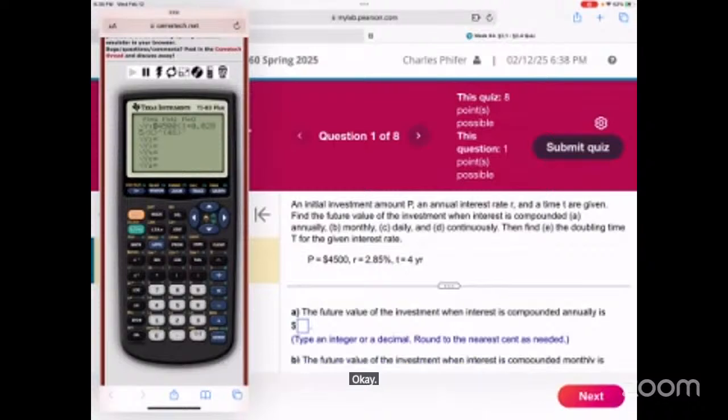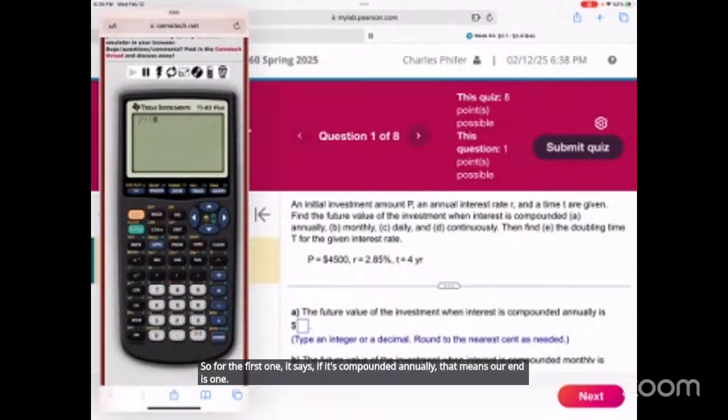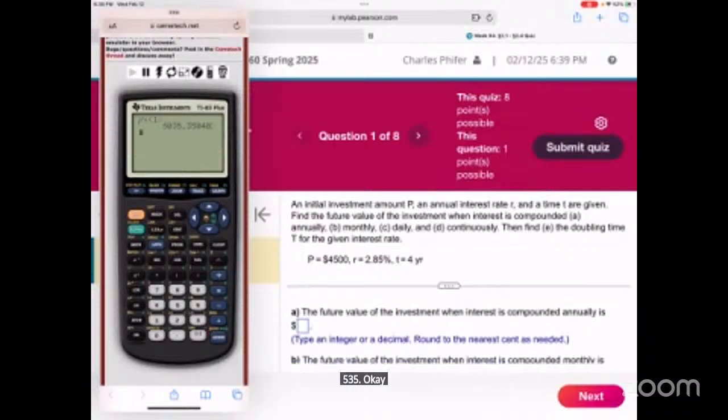So I'm going to go to variables. I want to evaluate this function. For the first one, it says if it's compounded annually, that means our N is 1. So I'm going to let my X be 1. Type an integer or a decimal, round to the nearest cent. It would be 50.35, 50.35. Okay.